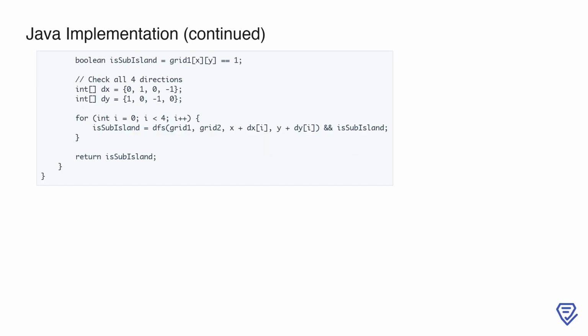The result of each recursive call is combined with the current isSubisland value using a logical AND operation. This ensures that if any part of the connected island in grid 2 does not overlap with land in grid 1, the entire island is disqualified as a subisland. Finally, after exploring all directions, we return the isSubisland value, which indicates whether the entire connected component in grid 2 qualifies as a subisland of grid 1.